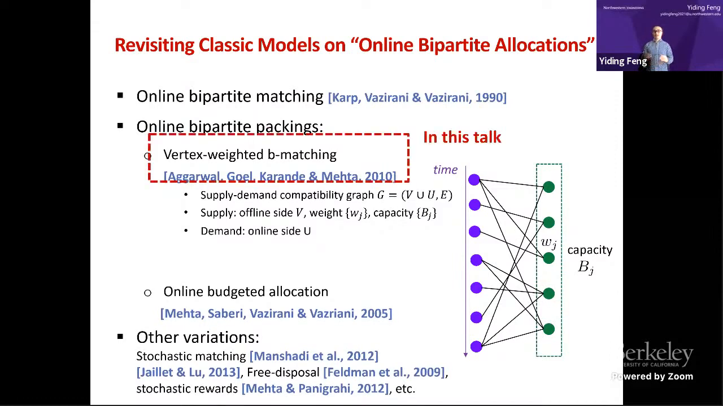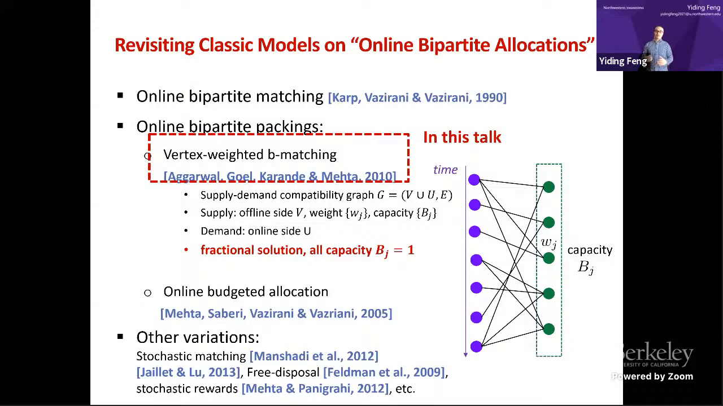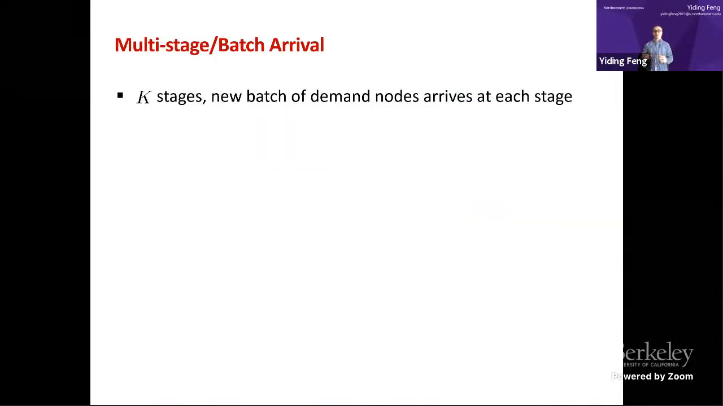And in this talk, we will mainly focus on how to modify this model to capture our new paradigm. Additionally, we will assume that the matching algorithm can produce a fractional solution. And we will assume that all capacities for the supply nodes equal 1. Cool. So far, the model assumes that the demand nodes arrive one by one in an online fashion. And in our new paradigm, we will assume that they arrive in batches.